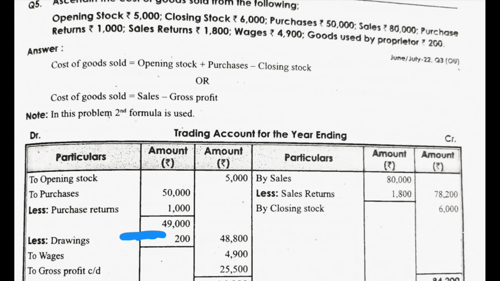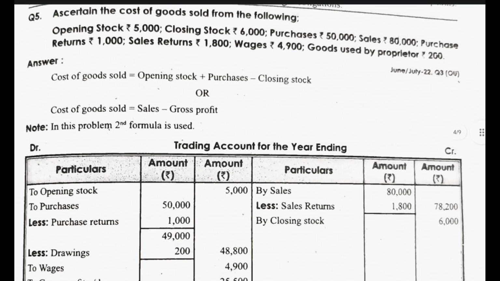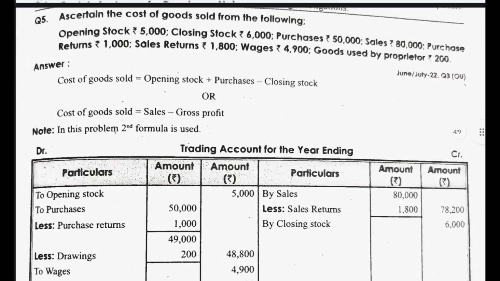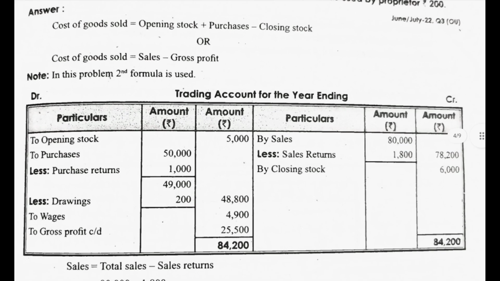First purchases is 50,000. From there we have written purchase return 1,000. Then again 49,000 we got it. From there we have to deduct 200 drawings, 48,800. This is goods used by proprietor, drawings. So after that we have taken wages. Now credit side, sales is given, no, 80,000. 80,000 sales value we have taken, and sales return 1,800. Closing stock also is given 6,000.